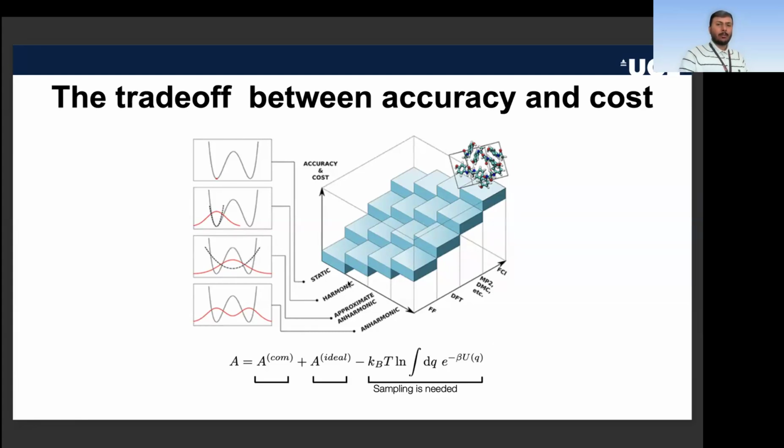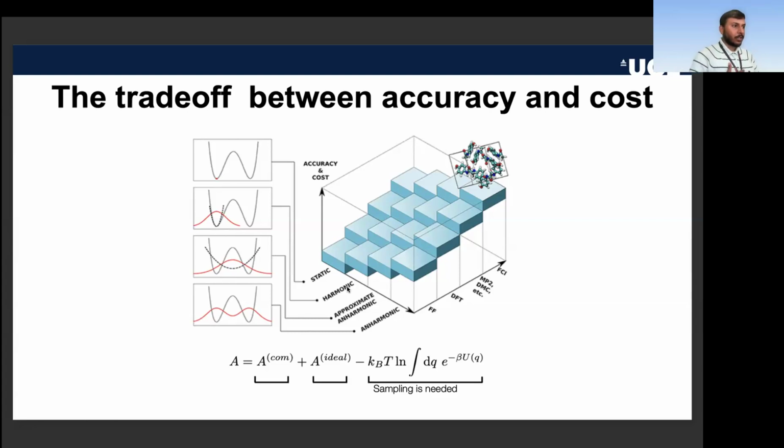Beyond the harmonic approximation would be incorporating anharmonicity, which is really key to doing materials modeling at finite thermodynamic conditions. The question is, how do we go beyond simple static and harmonic approximations? I will be touching upon the molecular dynamics approach and its extension to quantum nuclei, which is path integral molecular dynamics.